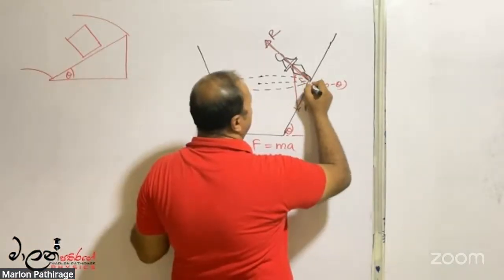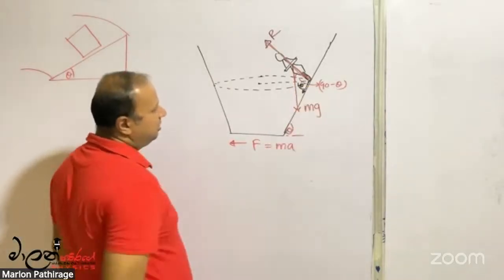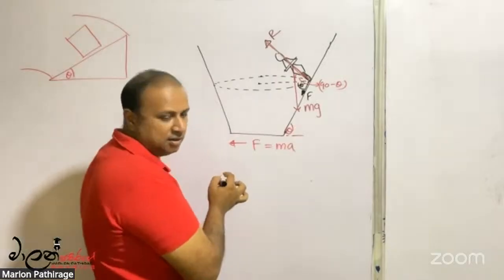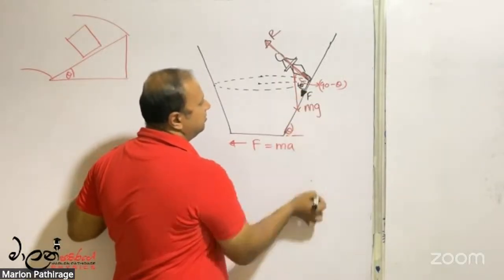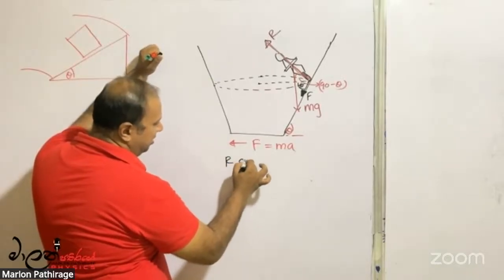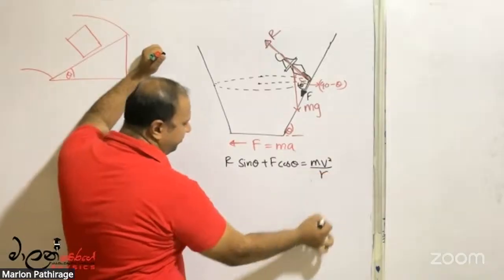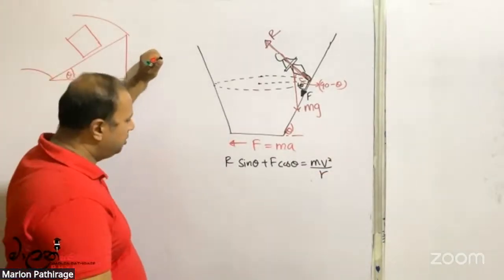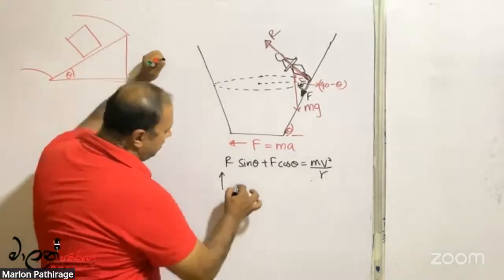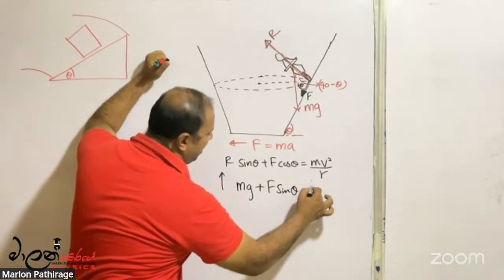Therefore the friction force should be to this side. This angle is theta. This is the friction force F in the downward direction, and this angle is theta. Therefore, to this side, R sin theta plus F cos theta is equal to m v squared over r. In the upward direction, R cos theta is equal to mg in the downward direction plus F sin theta.